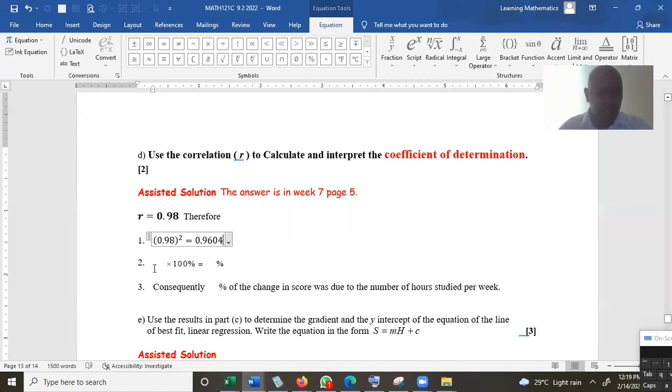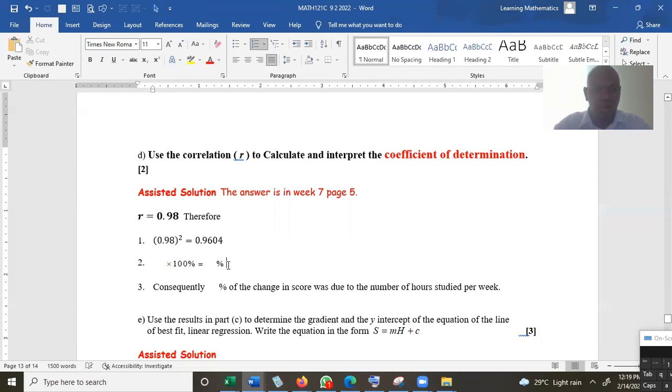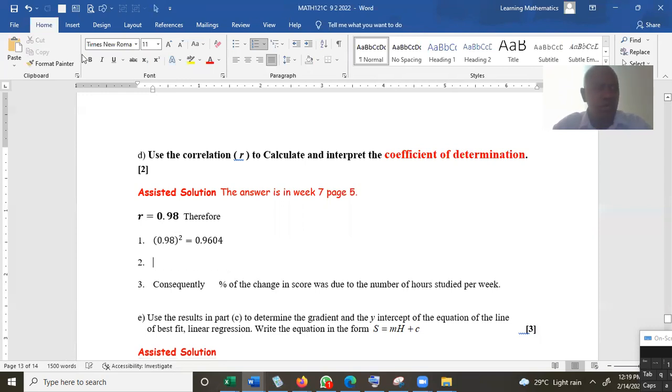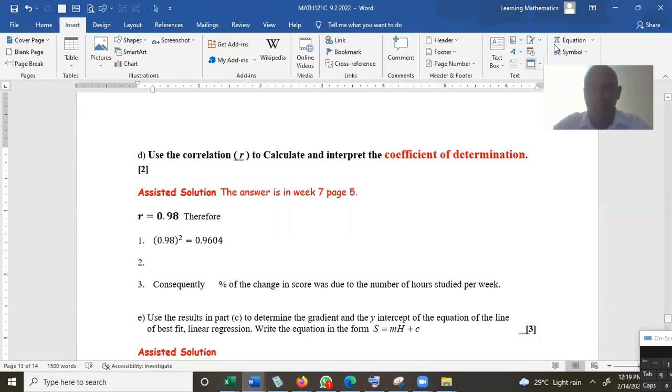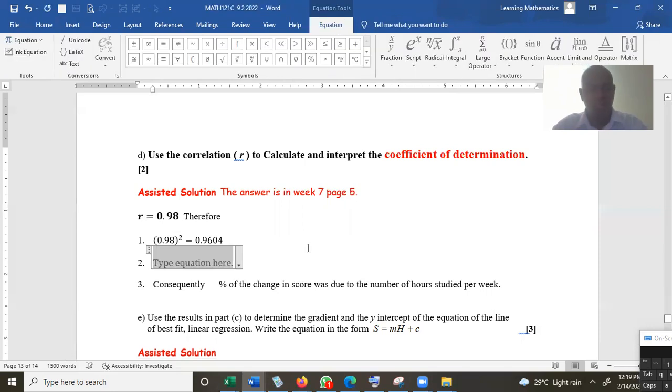Now, the next thing you do, after you have squared your correlation, you multiply the product that you get by 100%. So you say 0.9604 multiplied by 100 percent. And you don't need a calculator for that. You can just shift the decimal point 2 places to the right: 96.04%.